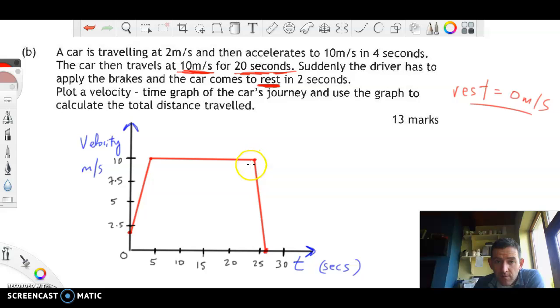And then suddenly we brake, and within 2 seconds we're going 0 meters per second. So that's at 24 and 2 gives us 26 seconds on the clock there. Plot the velocity time graph. So that's it done there. Right? Smiley face. That'll do.